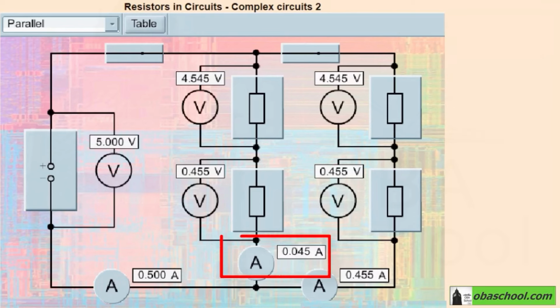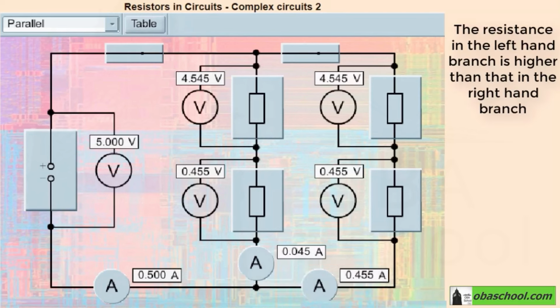Well, since the current in the left branch is smaller than the current in the right branch, therefore, the resistance in the left-hand branch is higher than that in the right-hand branch. According to Ohm's law, which states that resistance equals the potential difference divided by the current, this means that there's an inverse relationship between the current and the resistance. As the current decreases, the resistance increases, and vice versa.